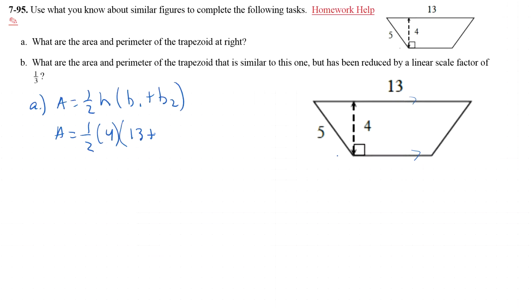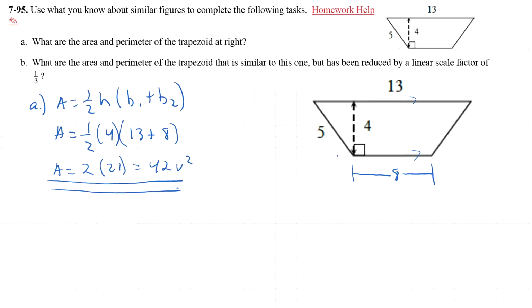Now, one of the problems I've had with this problem is that in my book it did not give me this measurement. I hope it gave it to you, because you can't do the problem if you don't have this measurement. So this is 8 units. 1/2 of 4 is 2. 13 plus 8 is 21. 2 times 21 is 42 units squared. Great. We have the area.